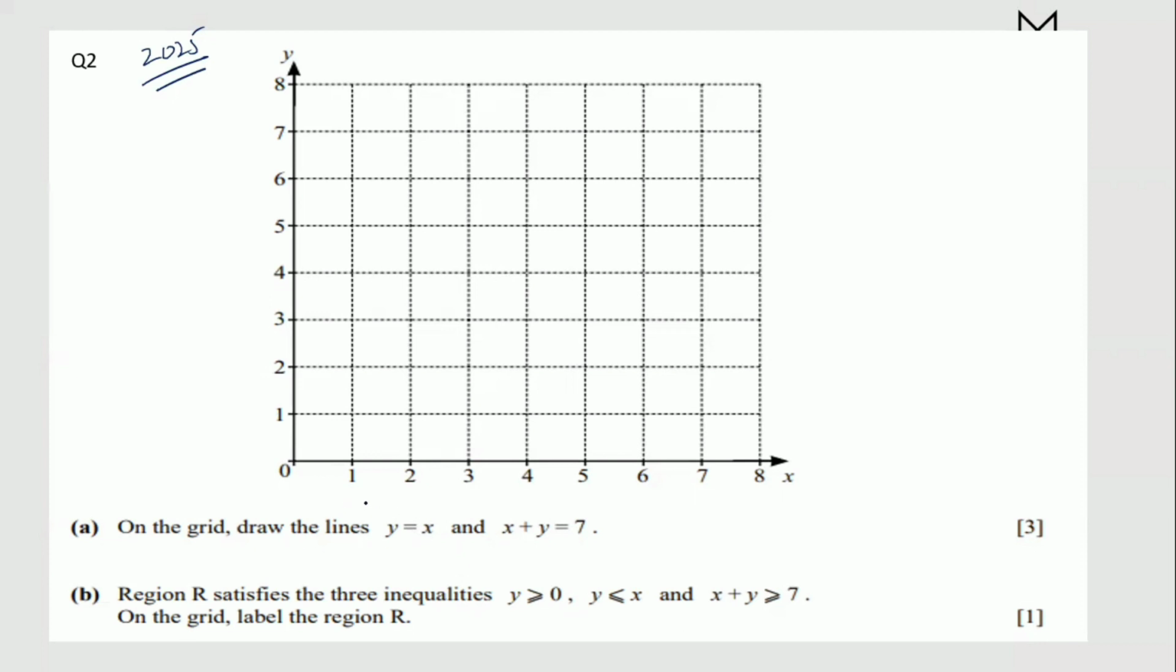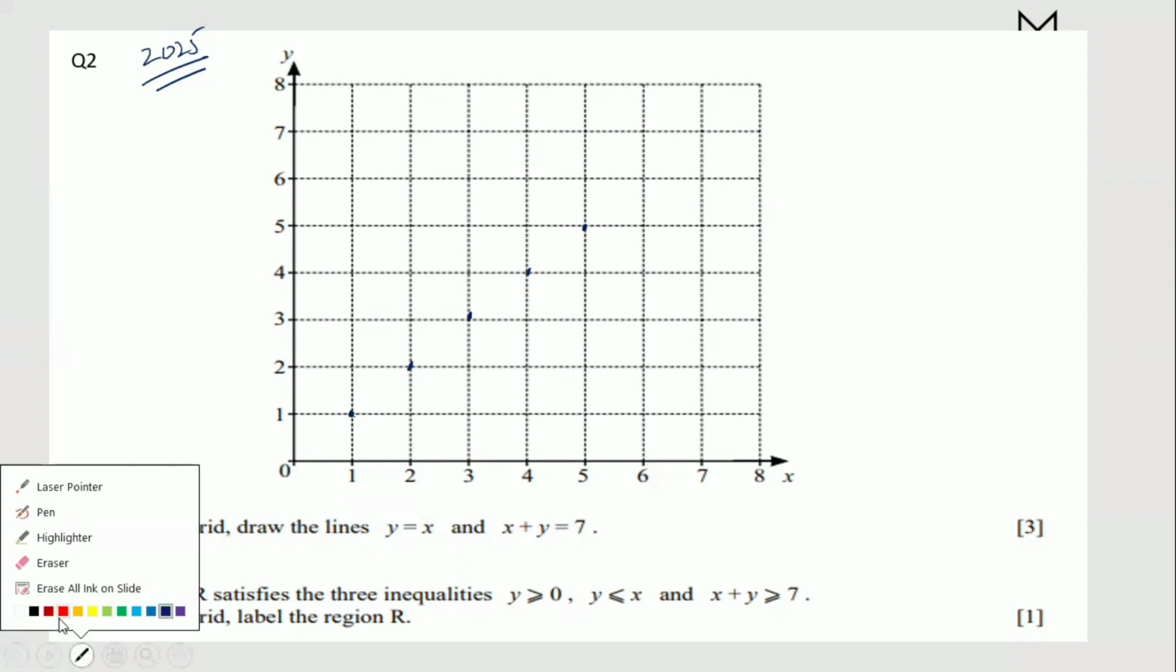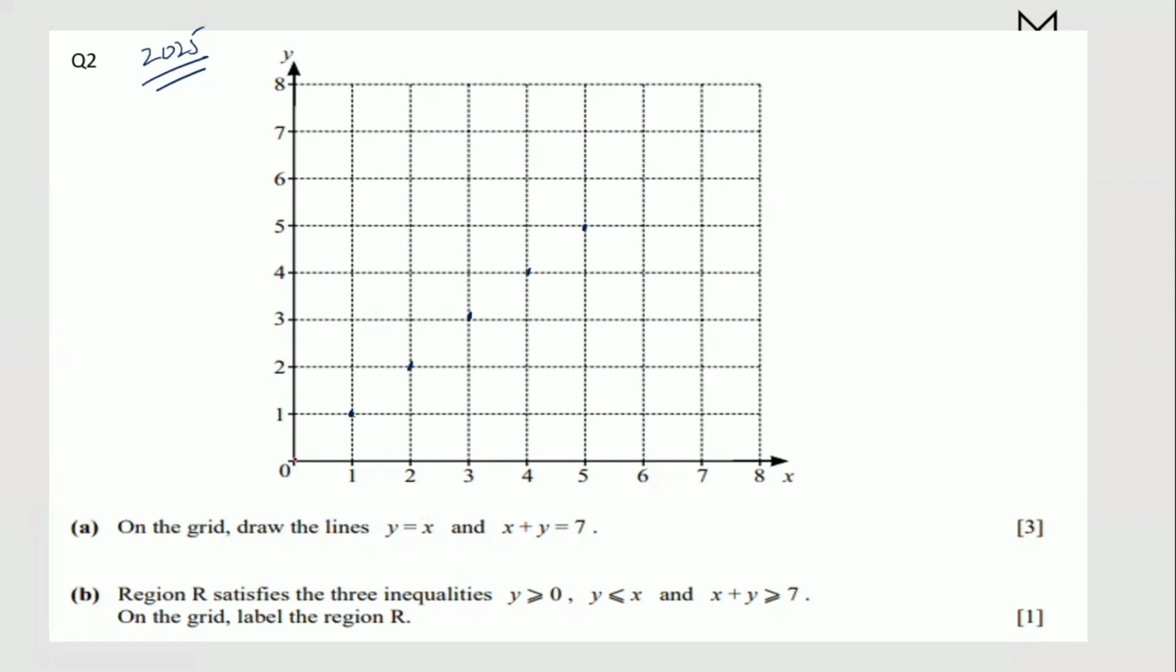Now y is equal to x means if x is 1, y is 1. If x is 2, y is 2. If x is 3, y is 3. X is 4, y is 4. So this is the line which passes through the origin. So drawing the equation of this line, y is equal to x. You will be using the ruler in the exam. Here I am not able to. So this is your line which is y is equal to x. So y is equal to x, we have done with the first part.